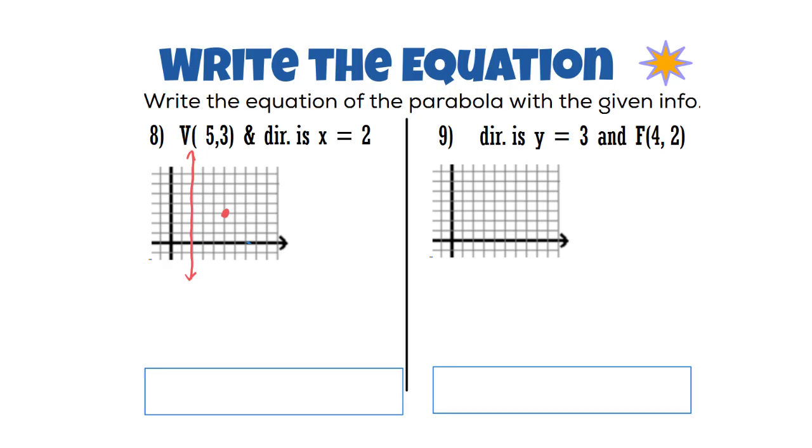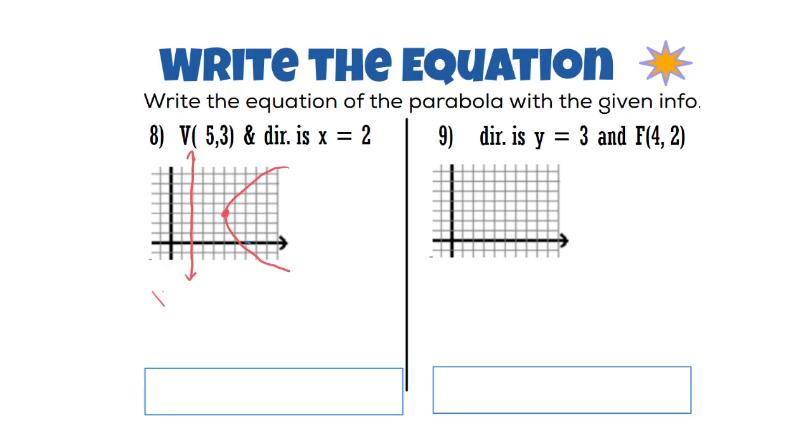All right, hopefully you're thinking, oh, that's going to have to open to the right, like this. It's going to have to be sideways, because remember the directrix will never touch your parabola. So it's on the outside of that cup of that parabola. So this is what it's going to look like. So if I'm going to write the equation, then I know this is going to be an x equals because it's opening sideways.